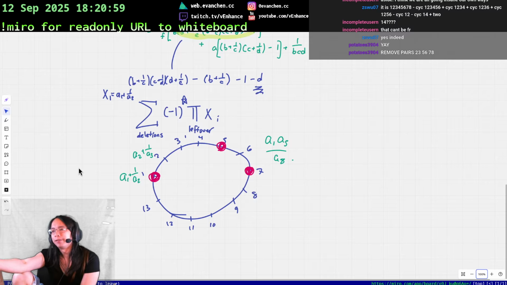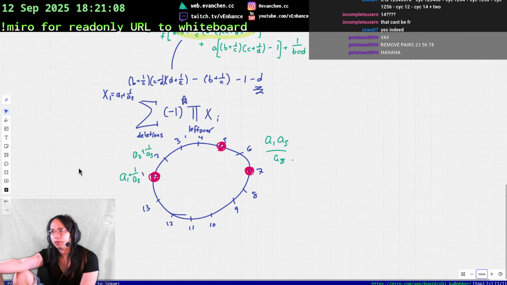But certainly, if I want to have a term like A1, A5 over A8, I need these 3 dots to be left over. And then there's a bunch more things that happen where I don't know what is going on.